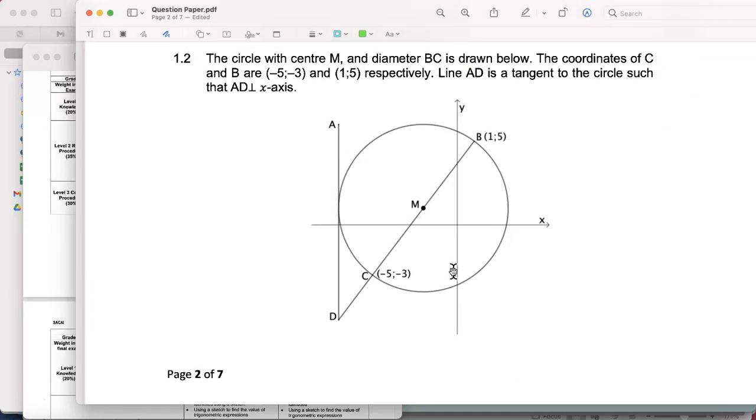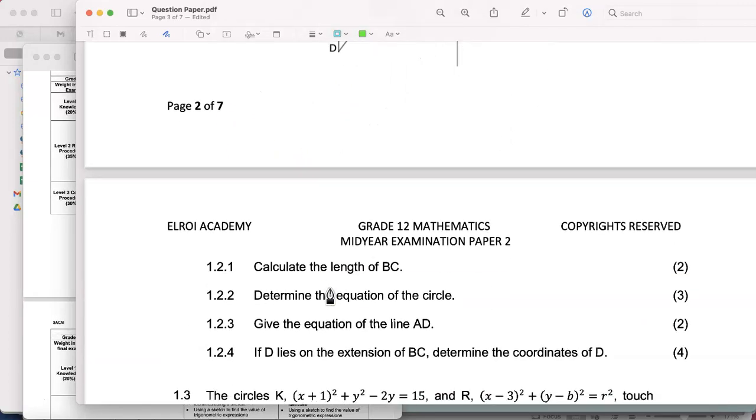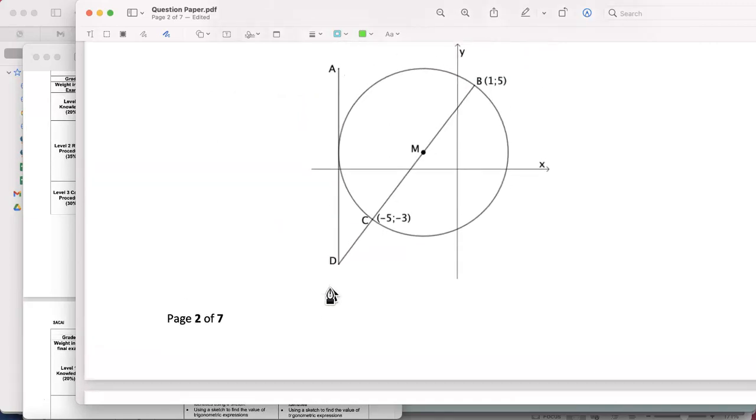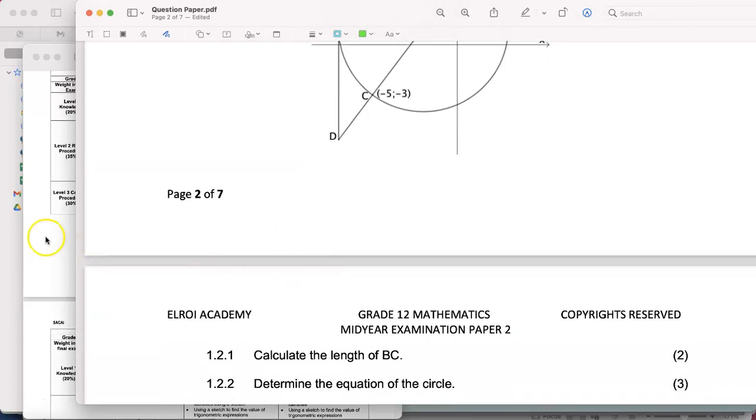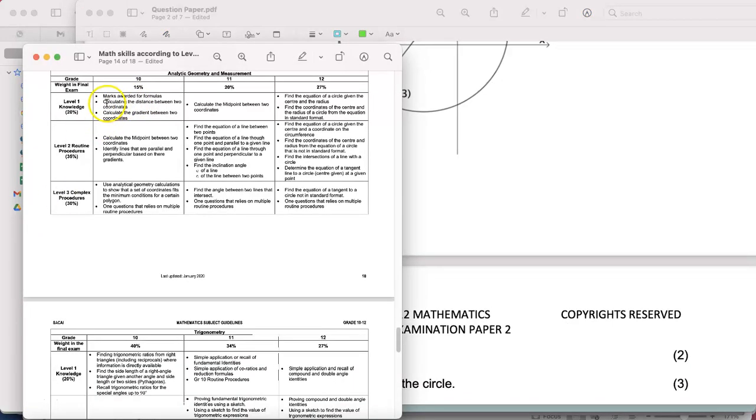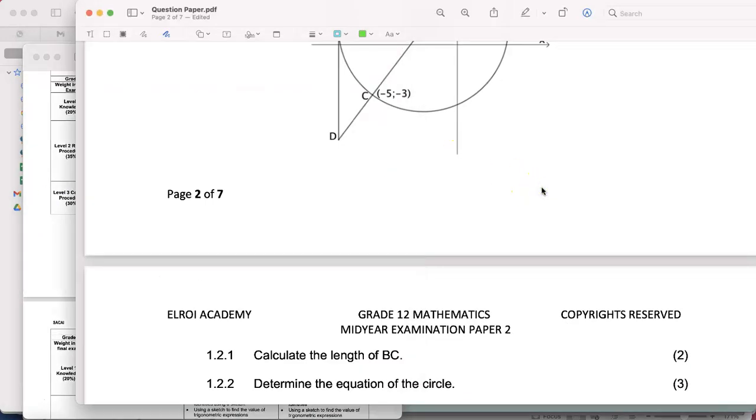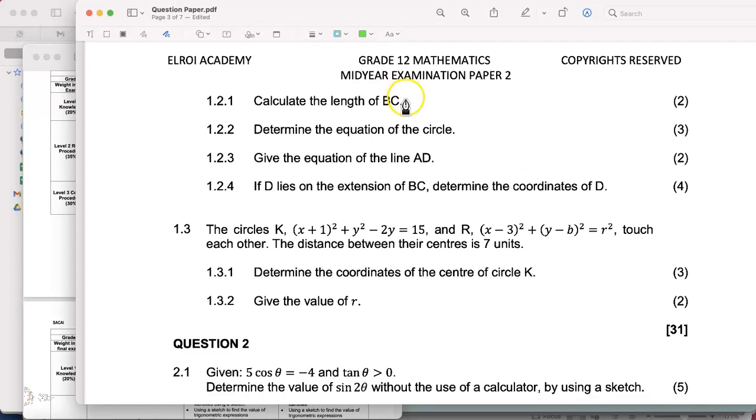Okay, let's look at the next question. We have a circle with center M, and a diameter BC is drawn below. So here the center is the midpoint. The coordinates of C and B are given. The line AD is tangent to the circle such that AD is perpendicular to the x-axis, so that just tells me it's a vertical line. Calculate the length of BC. Okay, that was super easy. As you can see, that is a level 1 grade 10 question. So that one is superbly easy. I think everyone got that right.